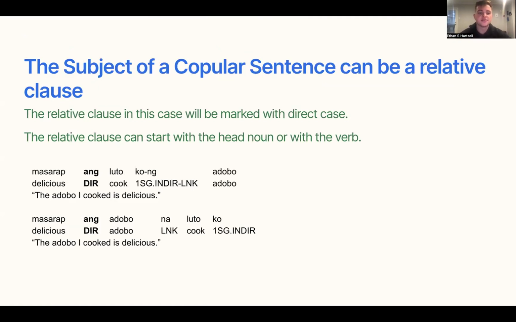This also works. So you can also have a verb phrase marked with ung to make it a relativized noun phrase. So for example, masarap ang luto kong adobo. The adobo I cooked is delicious. Although you can put the head noun first, so it looks more like a normal, just unmarked noun phrase. Masarap ang adobo na luto ko apparently means the same thing.